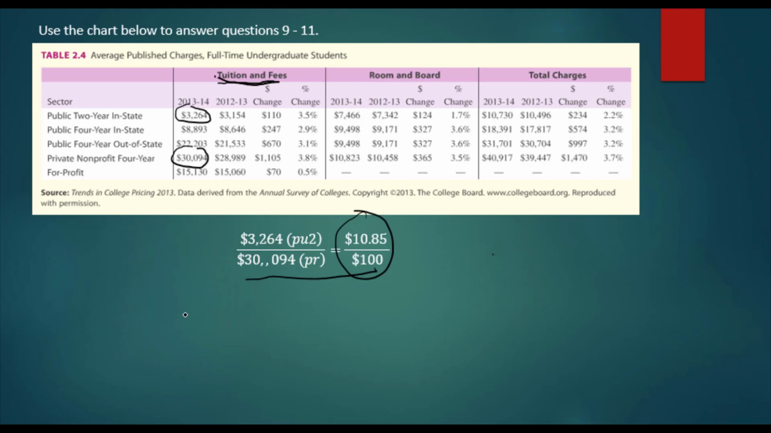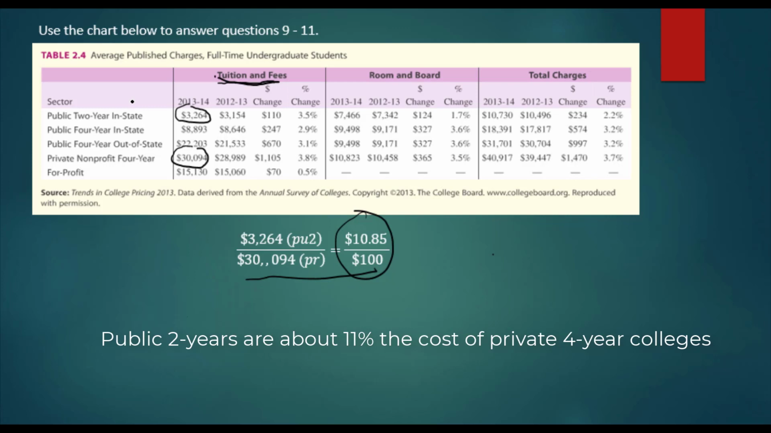It's a little difficult and tricky to use it in a sentence. But you can say, and this is just for tuition and fees, which I'll leave out, and for the year, which I'll leave out, but you could say that public 2 years costs 10.85% that of private 4 years.